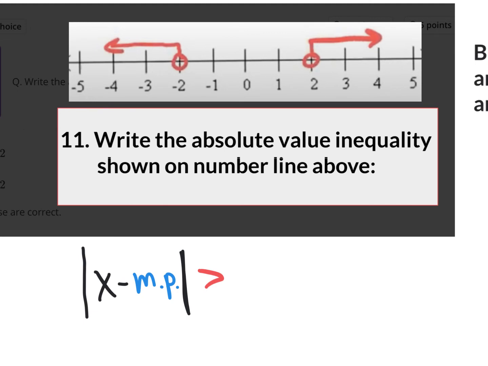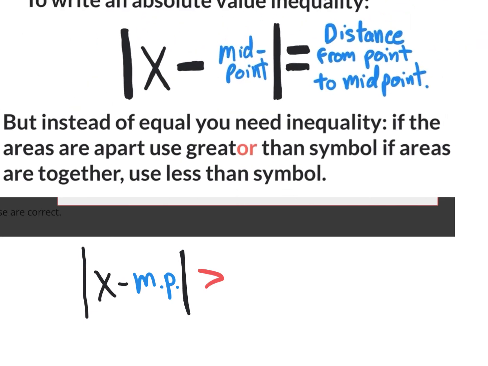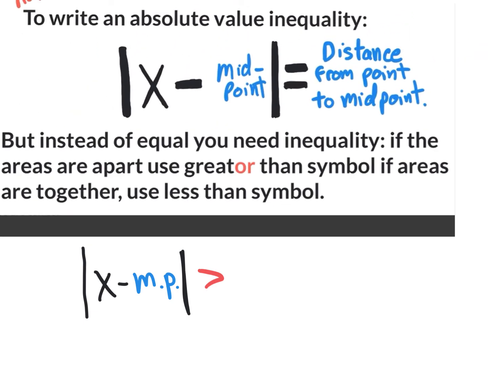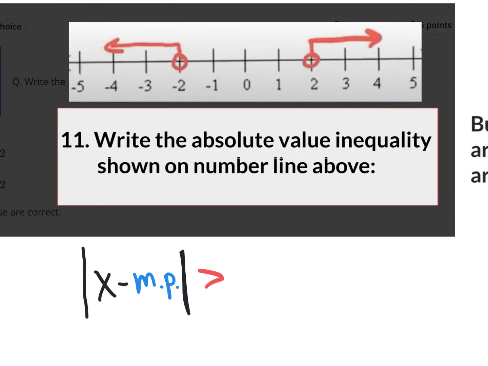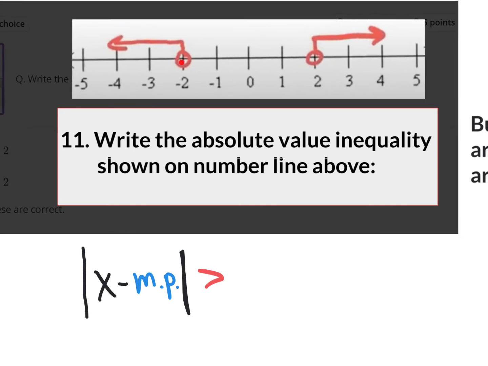And the number that belongs over here, once again, if we look at our notes, it's the distance from the point to the midpoint. So let's go back. And what is the distance from this point to the midpoint, or from this point to the midpoint? It looks like the midpoint is 0, right? Yep. And it is 2 spaces away. So the distance is going to be 2.